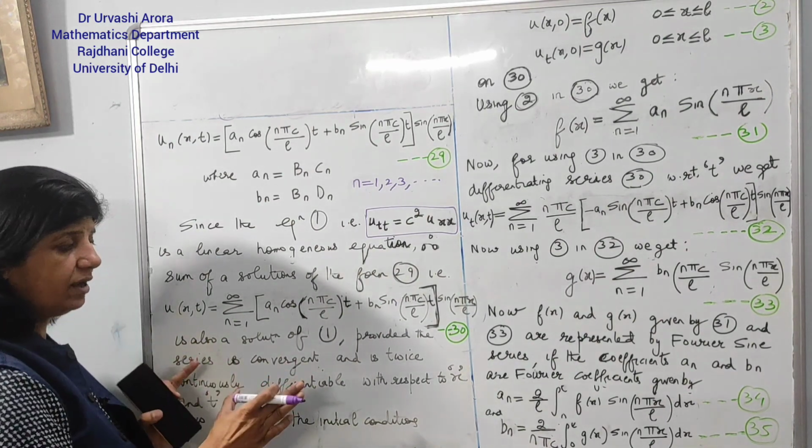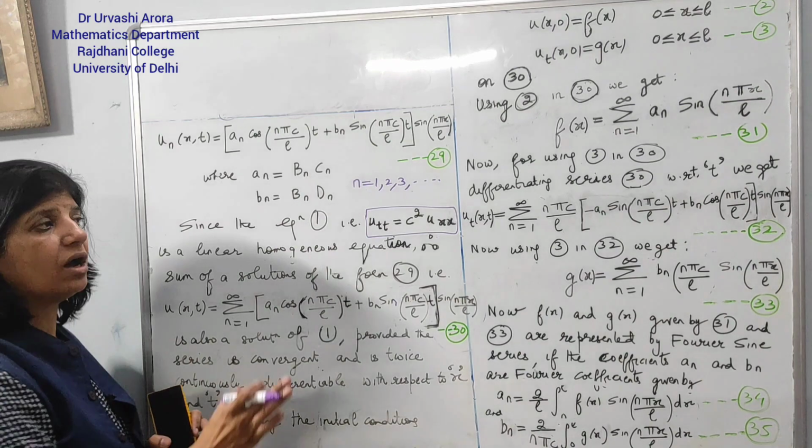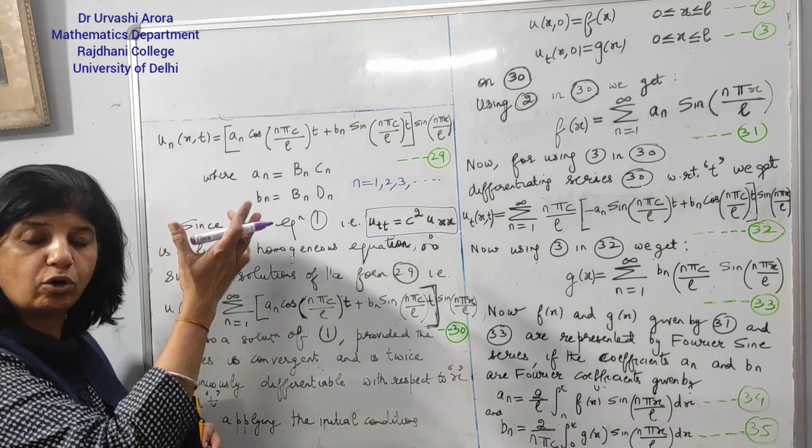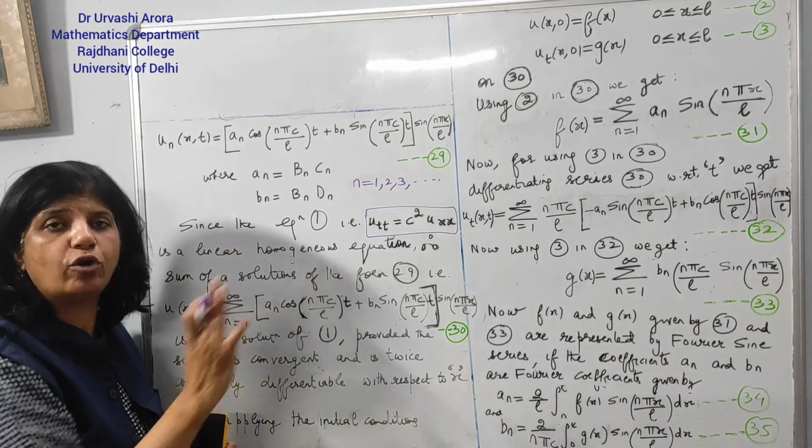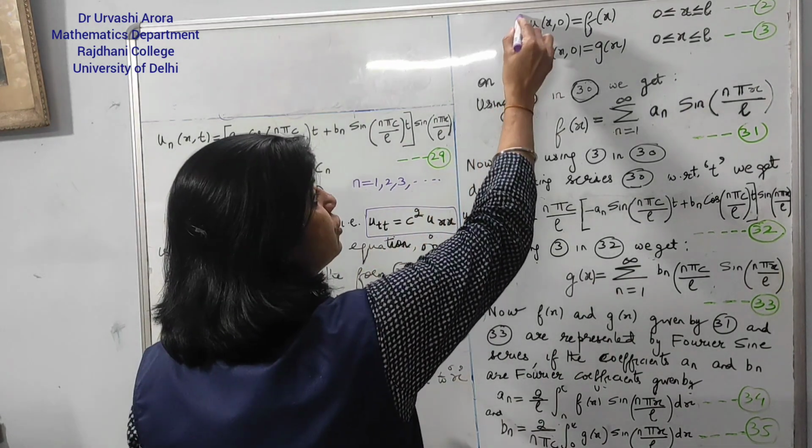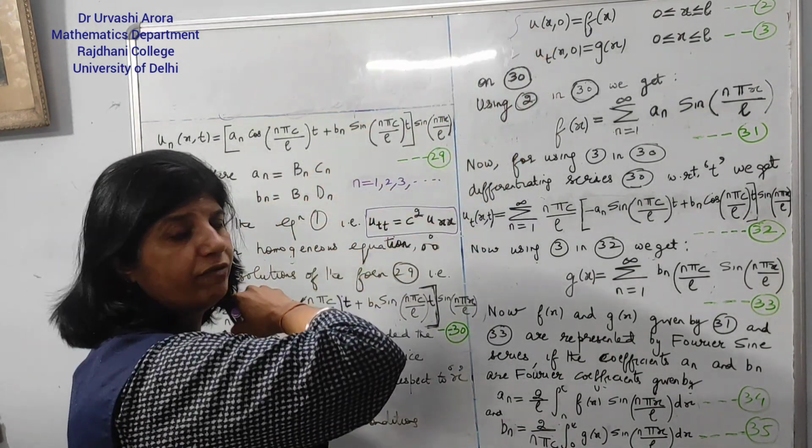Now the only thing that remains to be used are the initial conditions which were present in the original initial boundary value problem, which we have not used so far. So these are the initial conditions that were present in the initial boundary value problem.